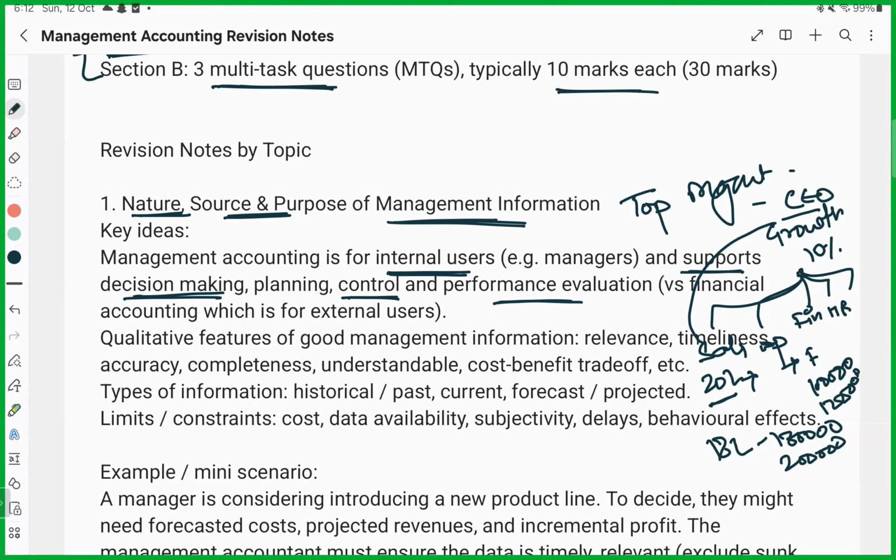What are the qualitative features of good management information? Its relevance. As we saw yesterday also, what do you mean by relevance? Relevance means information should be accurate. They should provide what has actually happened. Timeliness.